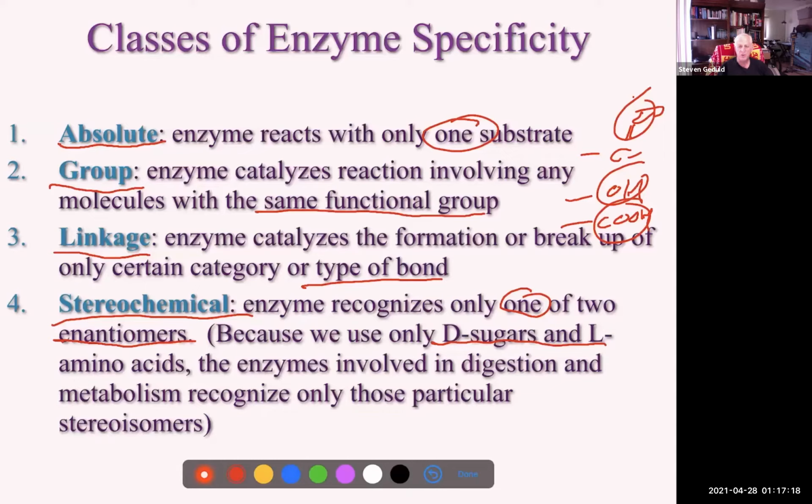We only use D sugars and L amino acids in our bodies. All our bodies use D sugars, and for amino acids, we use the L form. The enzymes only recognize that particular stereoisomer of each one. It'll only recognize the D sugars. It'll only recognize the L amino acids.